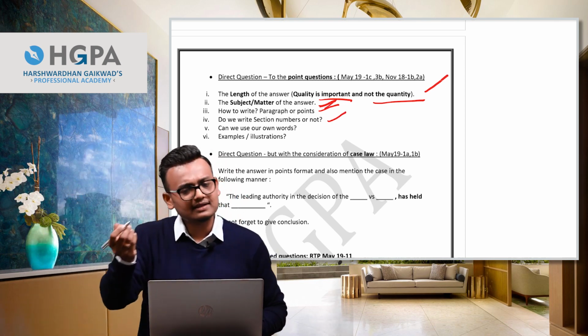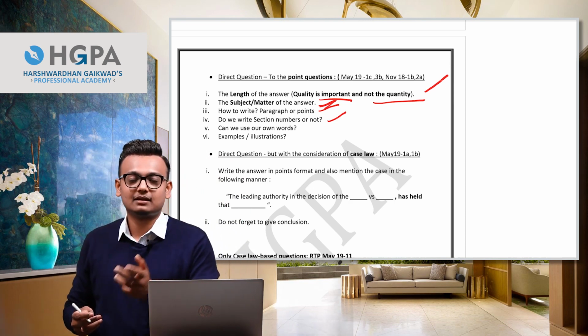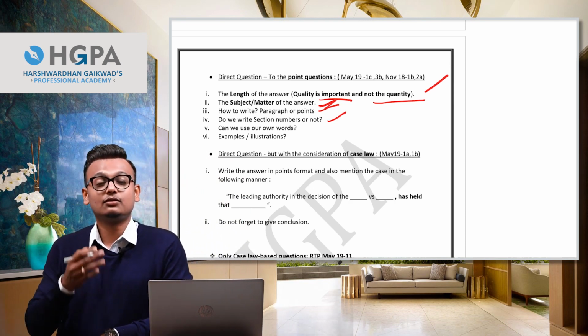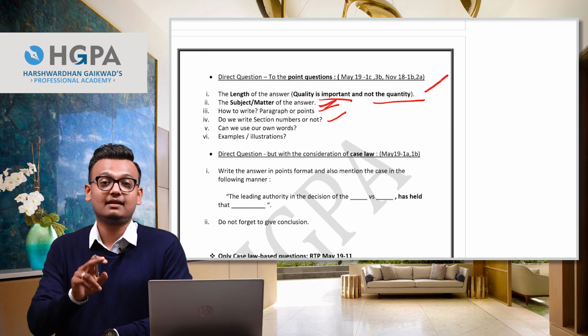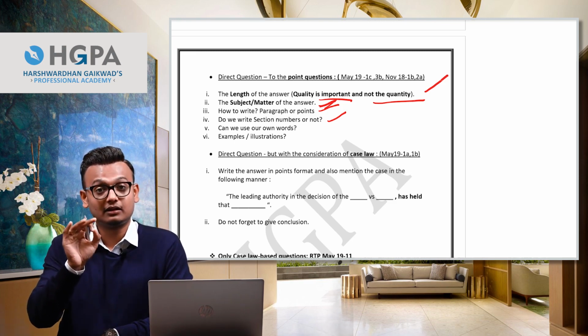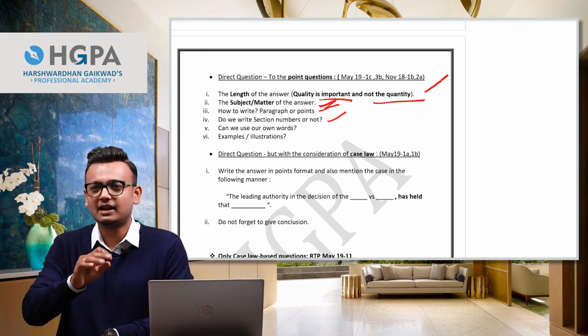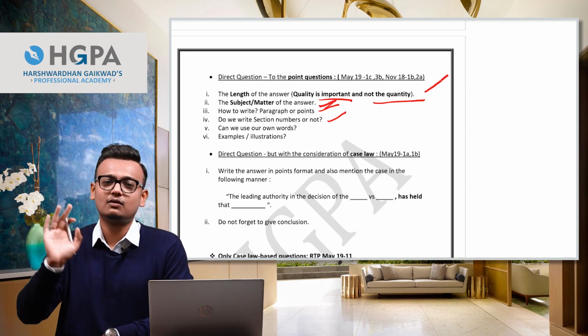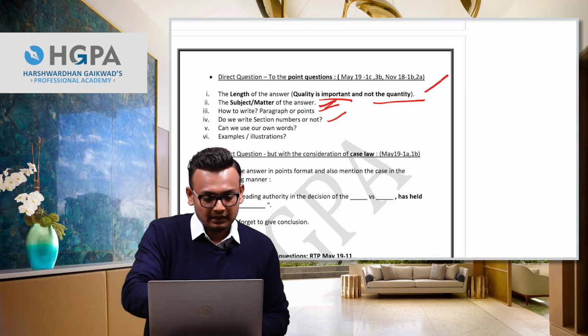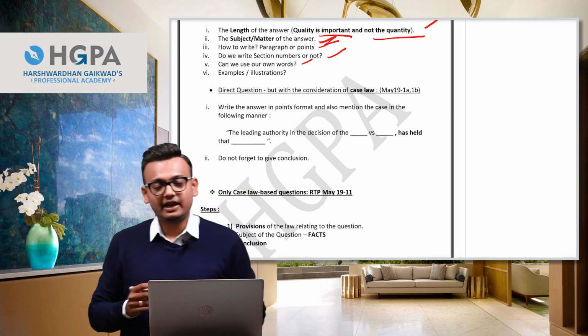Next. Do we write section numbers or not? Very common question. Yes, as I stated at the start of the lecture, you should write the section numbers. But having said that, if you remember the section number, fine, but if you don't remember it, please do not go into that. Write as per the relevant provision of the so-and-so Act. That is more than enough. Yes, can we use our own words? Next question.